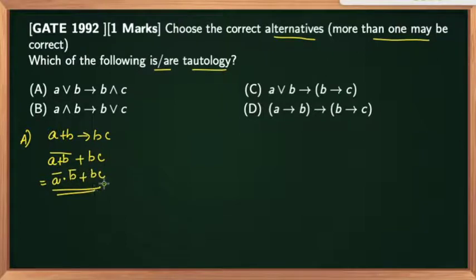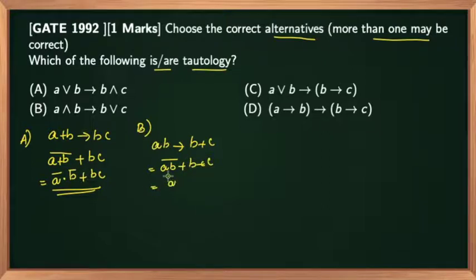So this is not going to evaluate as true, right? So let's see the second choice, B. AB implies B plus C. So that's equal to (AB) all bar plus B plus C. So that's equal to A bar plus B bar plus B plus C. So we have B plus B bar. So this is going to evaluate as true. So this is a tautology.